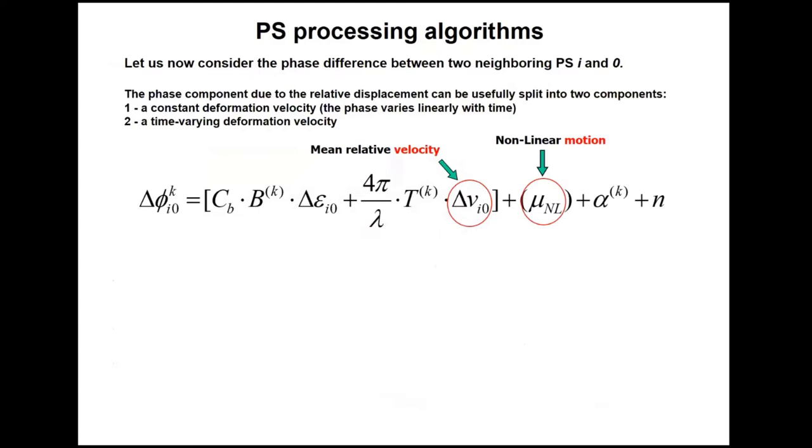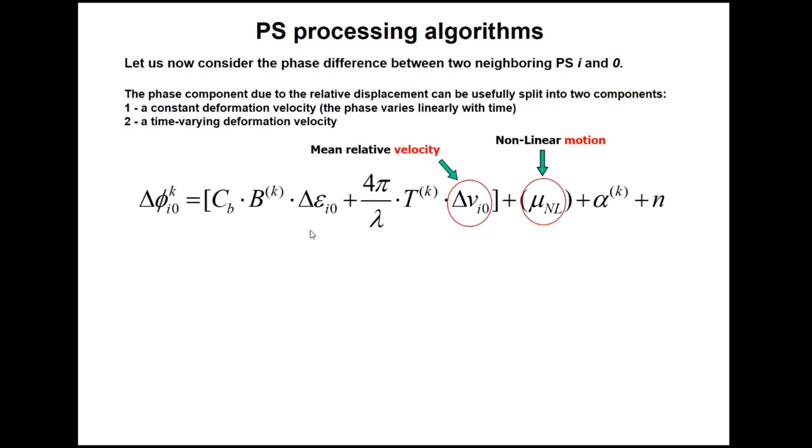Basically, we're not focused on one target only, but we're doing a network. For example, we consider the phase difference between two nearby targets, like the i and the j here. In this case, what we are going to do is we're trying to estimate a certain constant deformation velocity, like this one. And there is some other component in this one. What is it here? Usually this one corresponds to the contribution of topography.